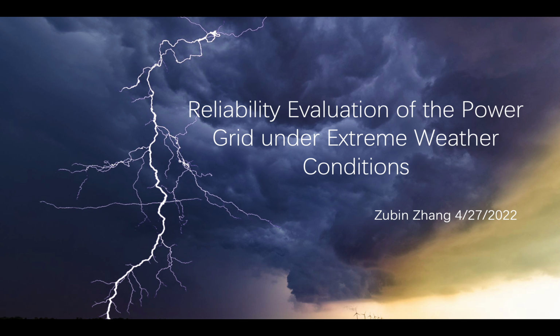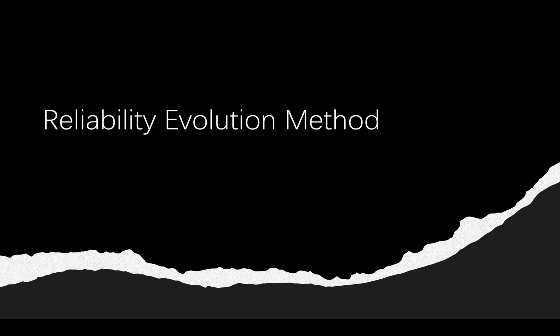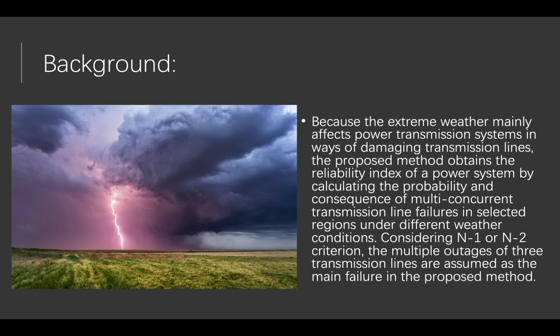This is my final project. My topic is reliability evaluation of the power grid under extreme weather conditions, and I want to talk about the reliability evaluation method first. Because extreme weather mainly affects the power transmission system by damaging transmission lines, the proposed method obtains a reliability index of a power system by calculating the probability and the consequence of multiple concurrent transmission line failures in a selected region under different weather conditions.